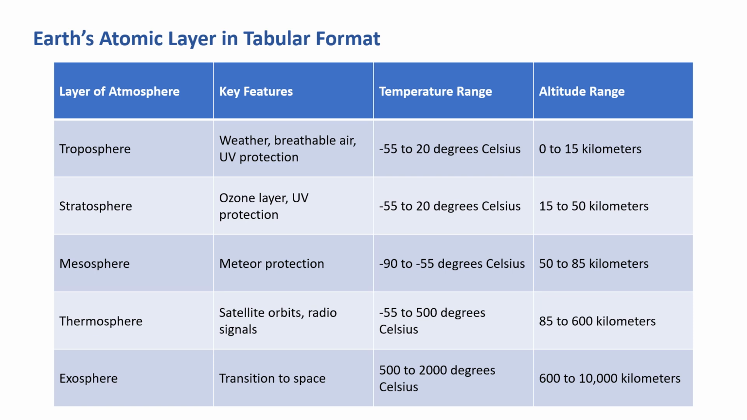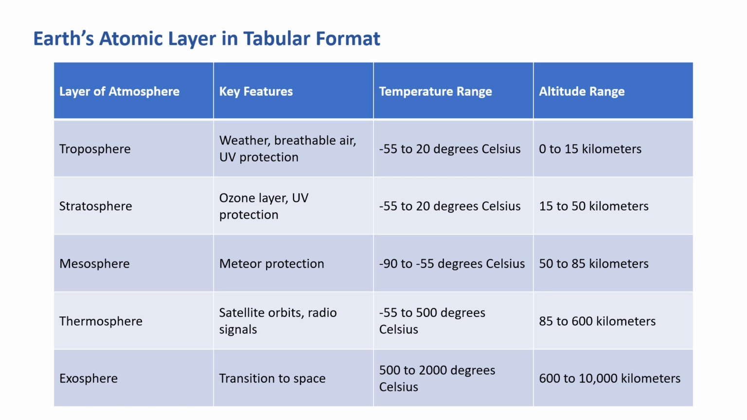The next layer is the thermosphere. Here the key features are that satellite orbits and radio signals are present. The temperature here is -55 to 500 degrees Celsius, and the altitude range is 85 kilometers to 600 kilometers.